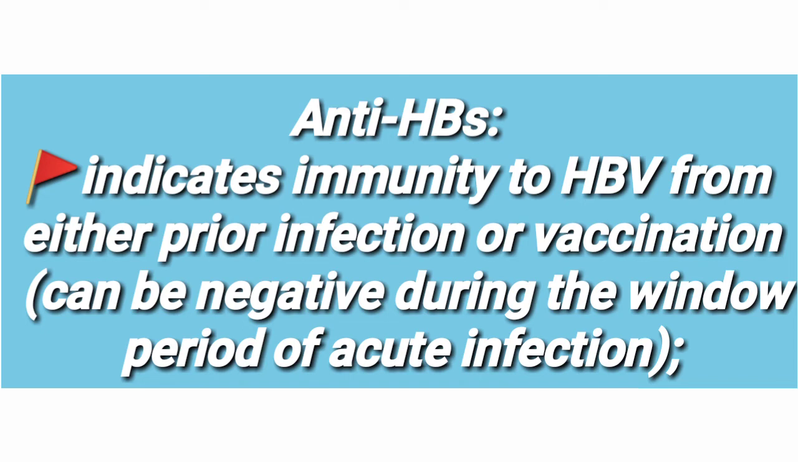Next is the anti-hepatitis B surface antigen. These are the antibodies that form against the surface antigen, and these antibodies are the only antibodies which provide protection against the hepatitis B virus. So they can be seen in case of natural infection or in case the patient was previously vaccinated.